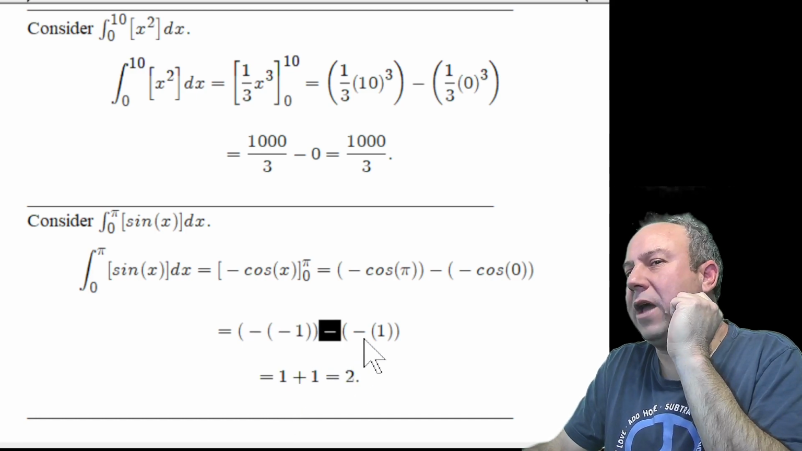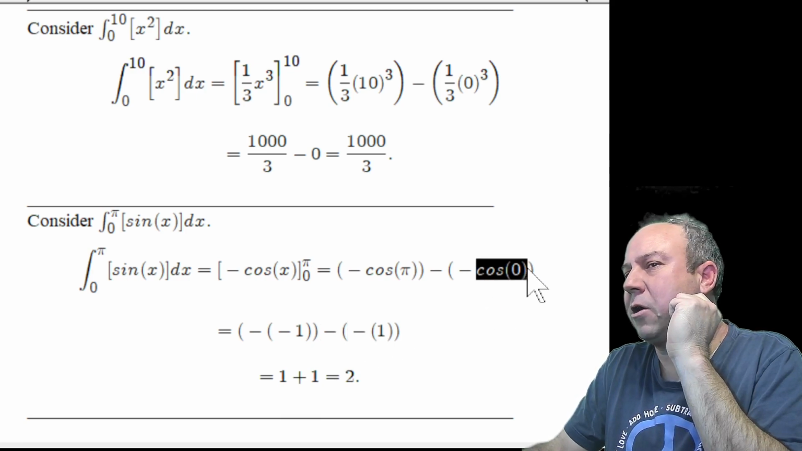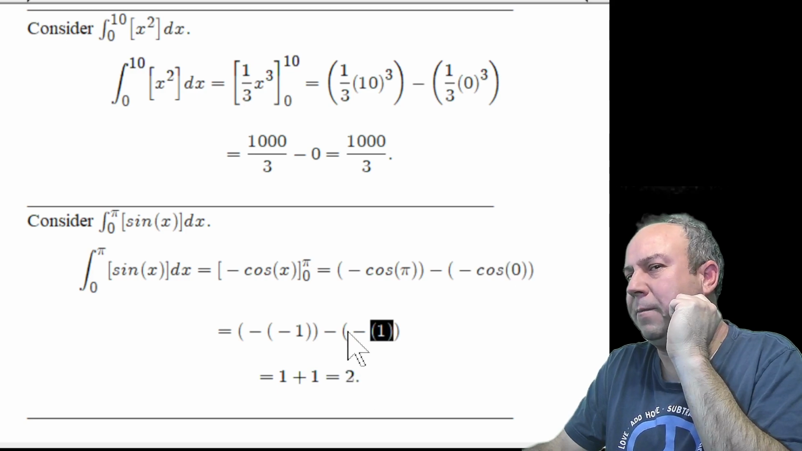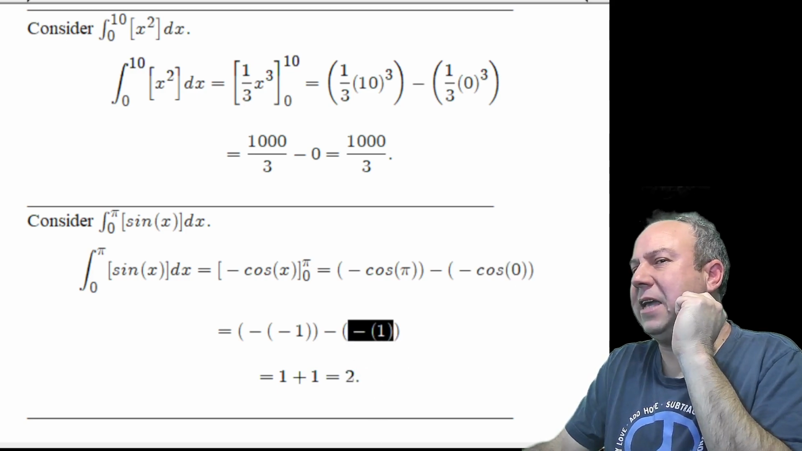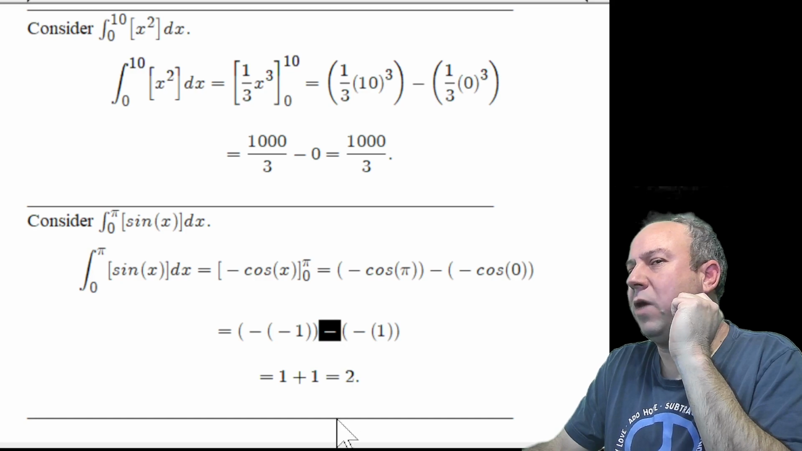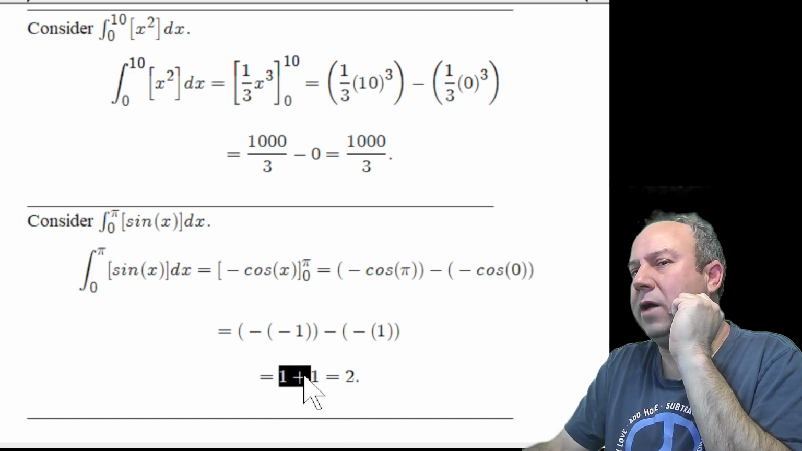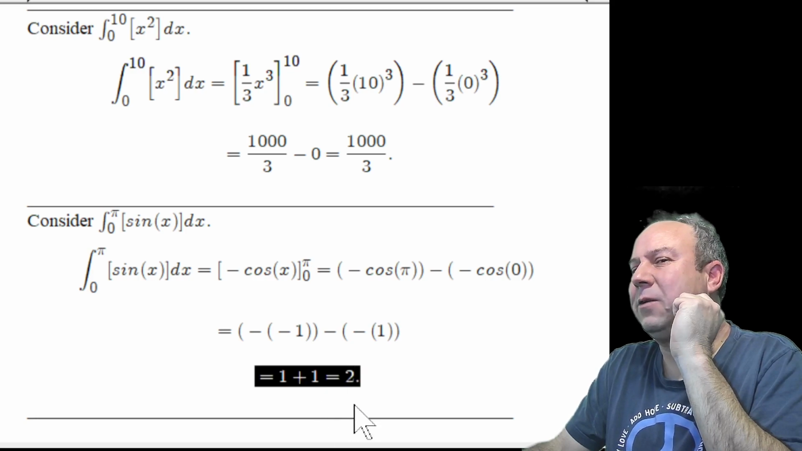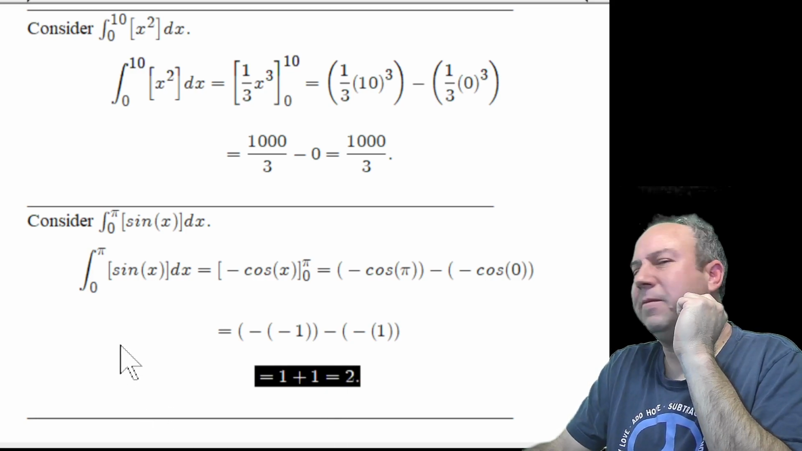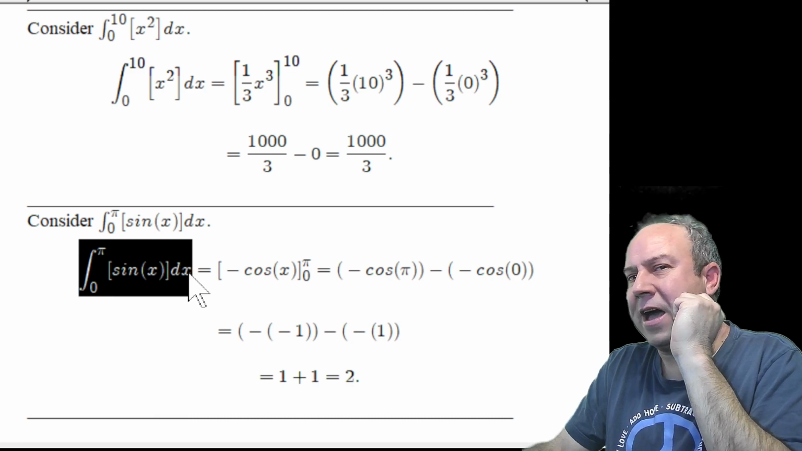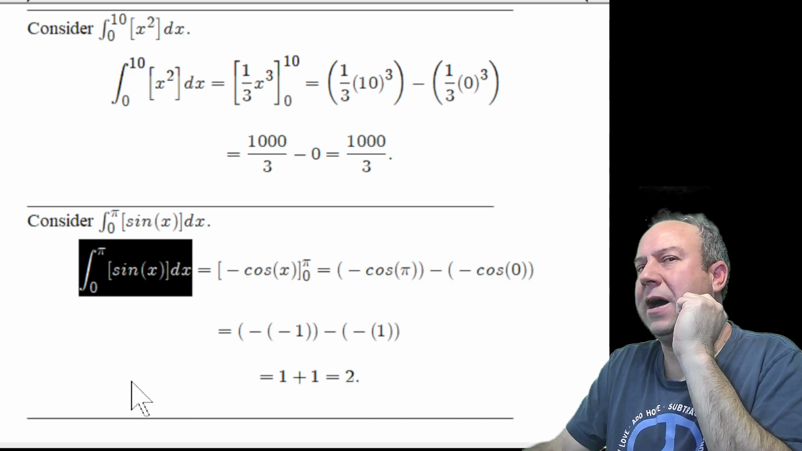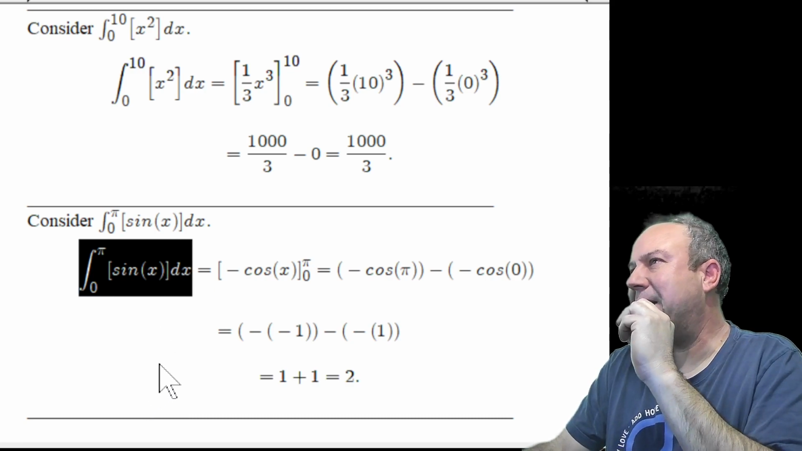I'm going to take away from that the opposite for the cosine of 0. Now, the cosine of 0 is positive 1. So its opposite is negative 1. And if I take that away, I'll be adding another 1. I'd have 1 plus 1 equal to the value of 2. And that is the value of the definite integral from 0 to pi for the sine of x dx.